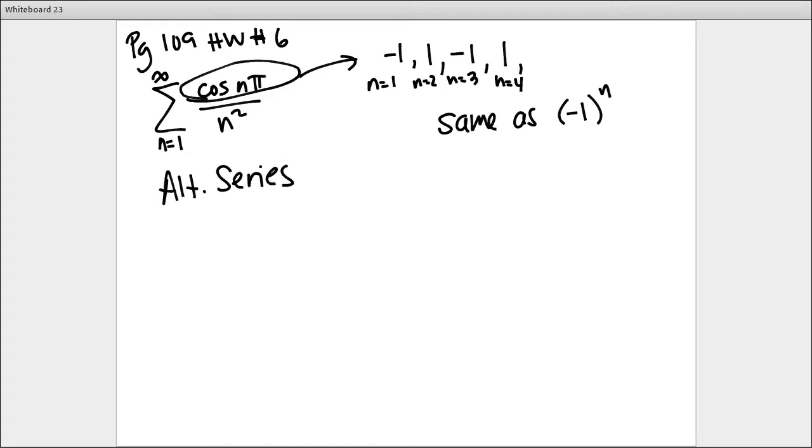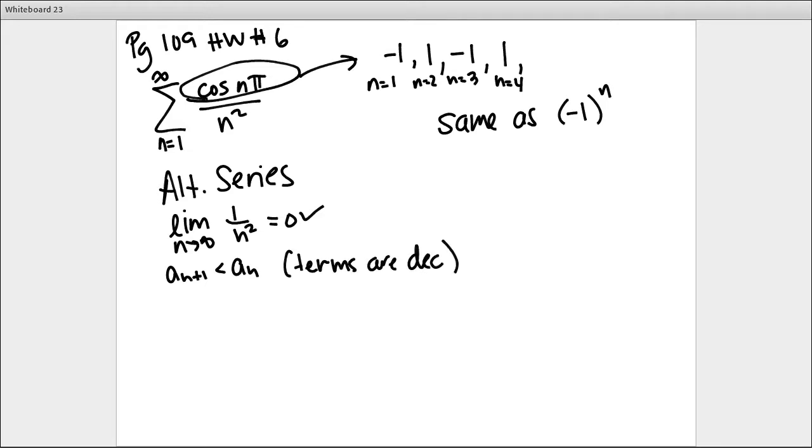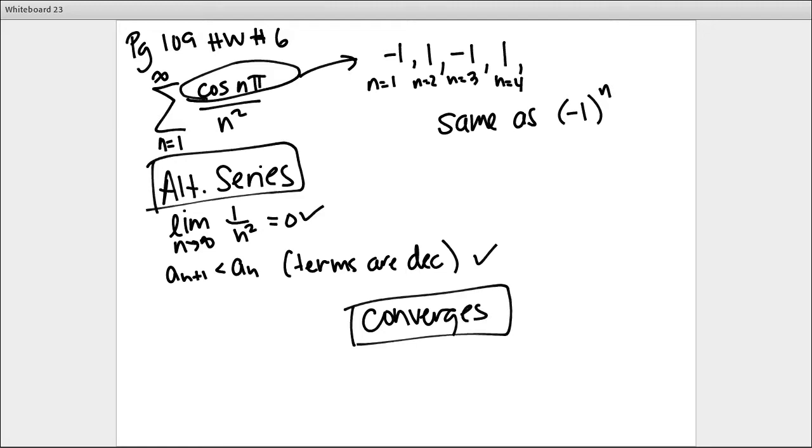Because the terms end up being the first term negative, second term positive. So it's definitely an alternating series. You see, does this 1 over n squared go to 0? And sure enough, it does. And then are the terms decreasing? This is the notation for it, but that just means terms are decreasing. And so yep, that means that this guy converges. And we use the alternating series test.